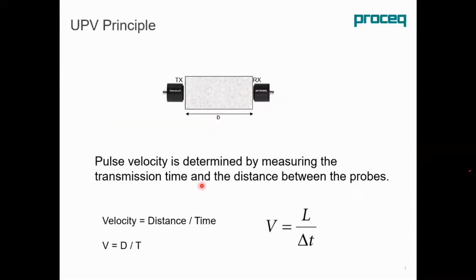How does a UPV instrument work? There's an animation here. You can see a concrete segment with a known length, D. You place a transducer, the transmitter, and the receiver face to face, and we send a pulse from the transmitter. The instrument will measure the time taken from the transmitter to the receiver. So the instrument just measures the time. Since we already measured the length, from distance and time we can calculate the velocity in meters per second. Now, how is the velocity useful to us?